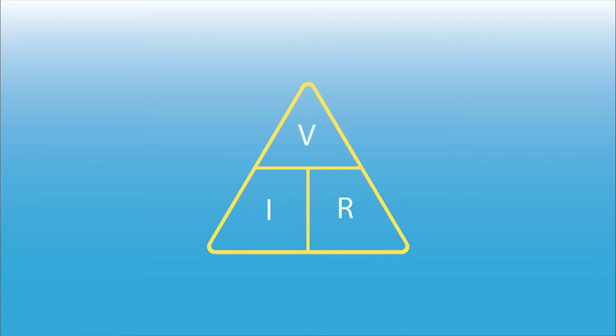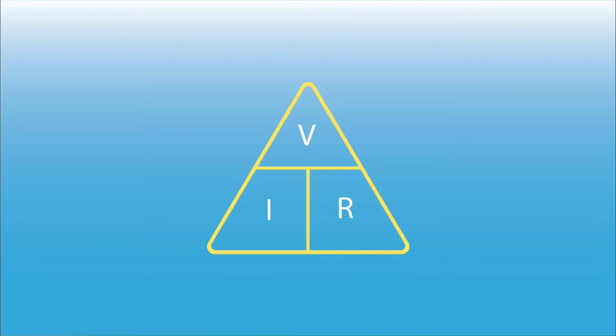Next, let's solve for I. Start with the triangle and cover up the I. This leaves us with the V on top and the R on the bottom. Because V is on top, we divide it by R, leaving us with I equals V divided by R, or the current is equal to voltage divided by resistance.